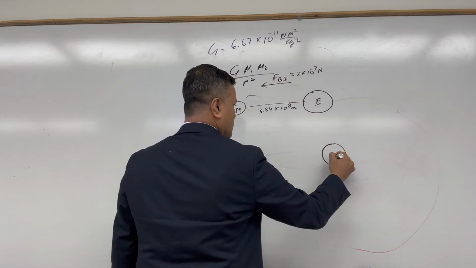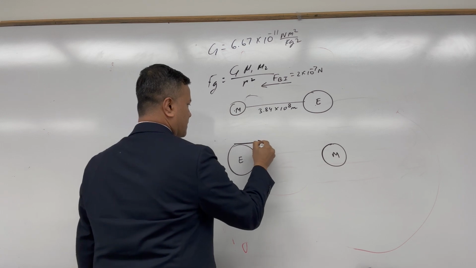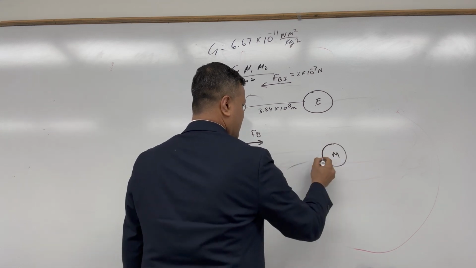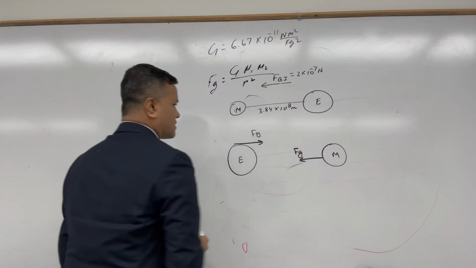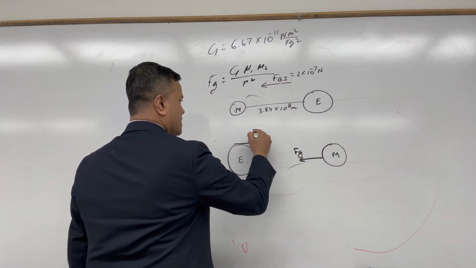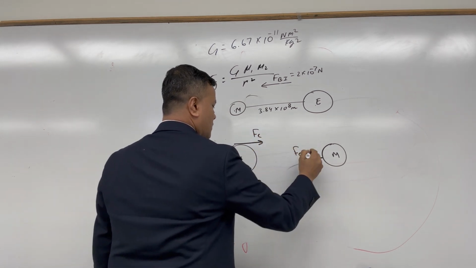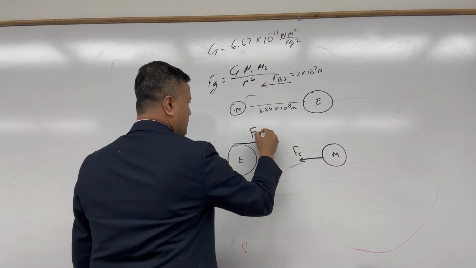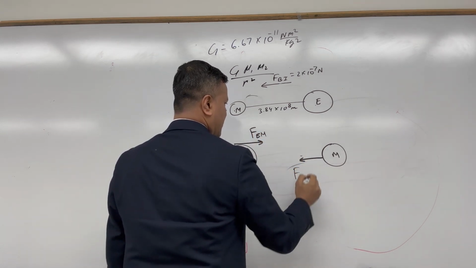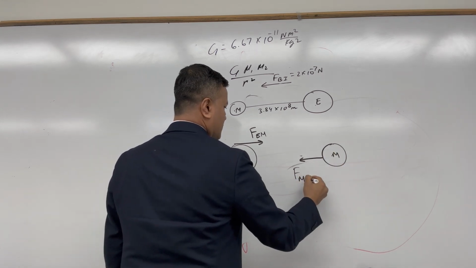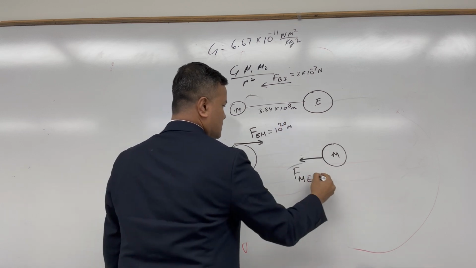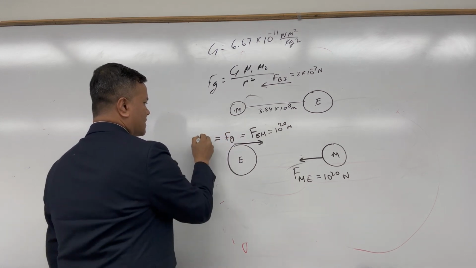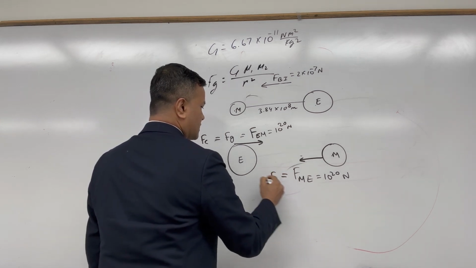And this is your moon. Okay, so what are you going to call this one? You can call this one Fg. You can also call this one Fc. What else can you call this one? You can call this one F on Earth by moon. You can also call this one F on moon by Earth. And this one is 10 raised to 20 Newton, so this one is also 10 raised to 20 Newton. So you can call this one Fg, and this one you can call Fc.